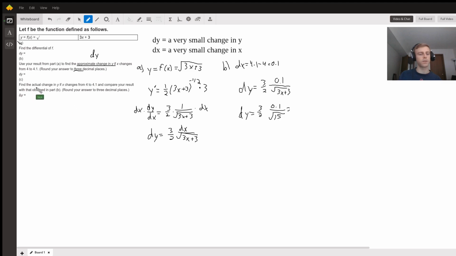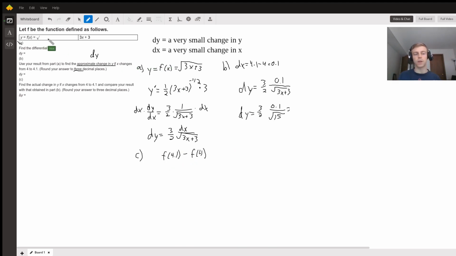Okay, so now it says find the actual change in y if x changes from 4 to 4.1. So here you would literally just take 4.1. So you're going to find f of 4.1 and subtract it. This is part C, from f of 4. That will be the difference, the actual difference in the y values to 3 decimal places once more. You can compare the dy you got here with the f of 4.1 minus f of 4 that you get here. Hopefully that answers all the questions you might need to know.